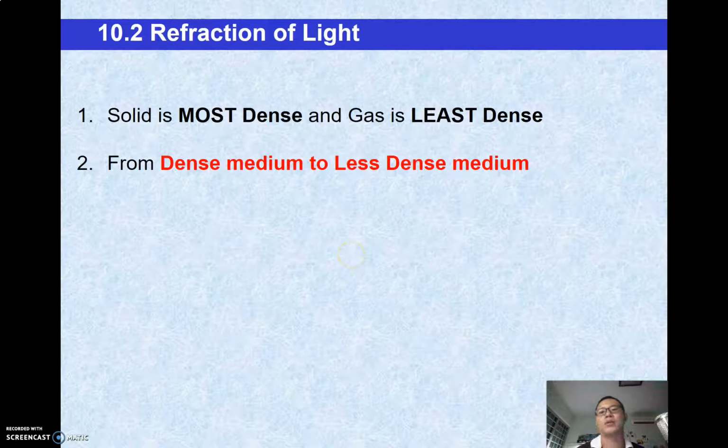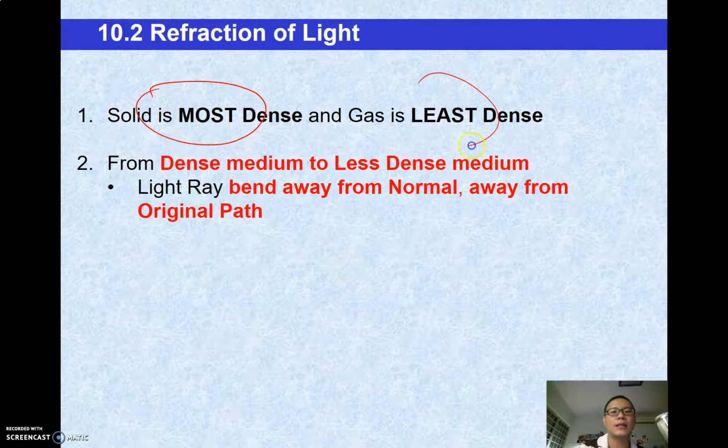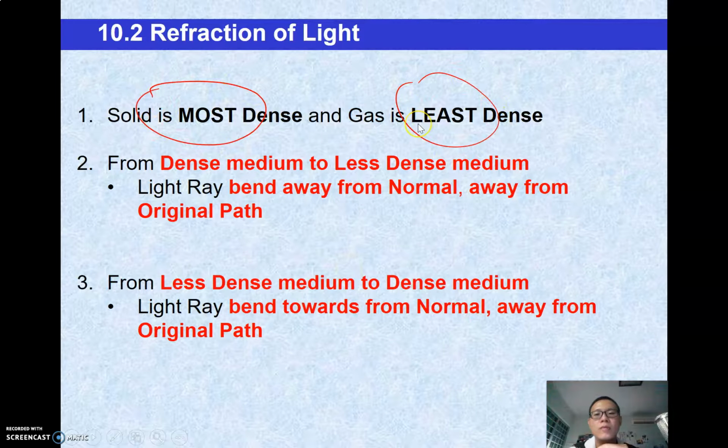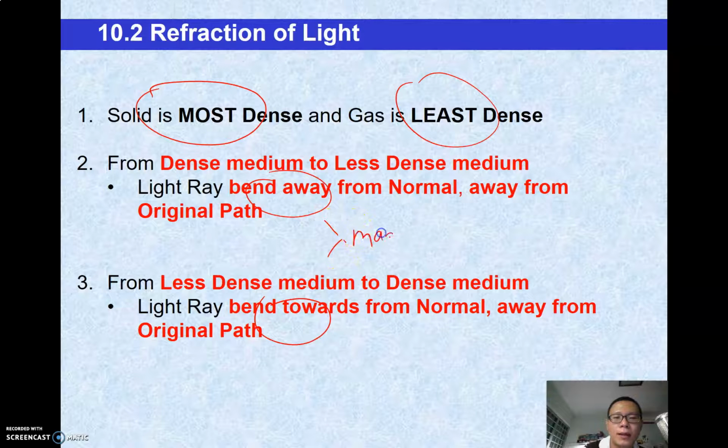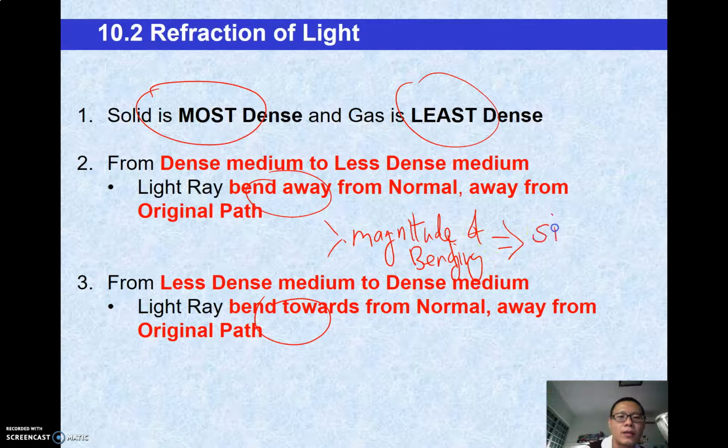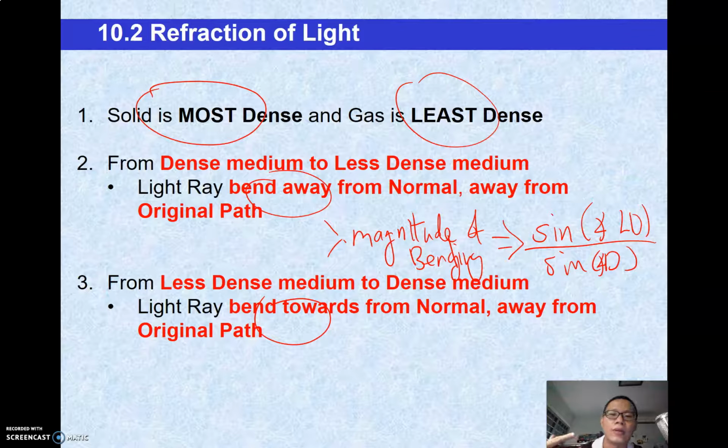Same thing as I mentioned before: solid being the most dense, gas being the least dense, and these are the two possible phenomena. When you have this, the bending is the outcome. If I'm looking at the magnitude of bending, how much I bend, I will look at the sine of the angle in the less dense medium to the sine of the angle in the dense medium, or what we call the ratio of the refractive index. I will use this to help me calculate the angles in either the dense medium or the less dense medium. That's where the mathematical treatment will come in.